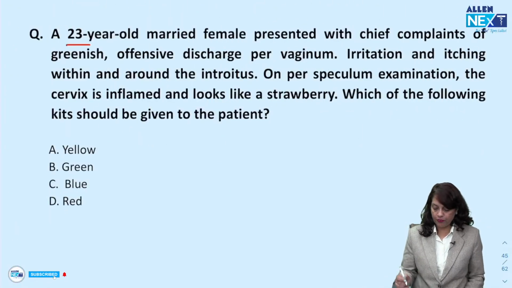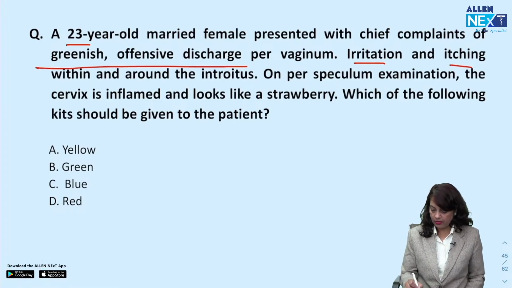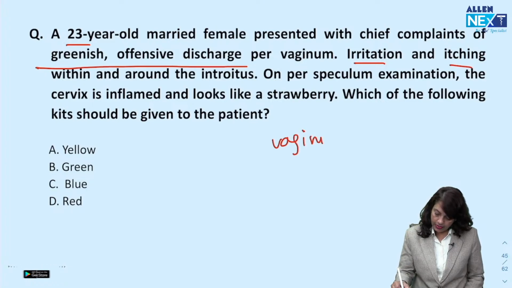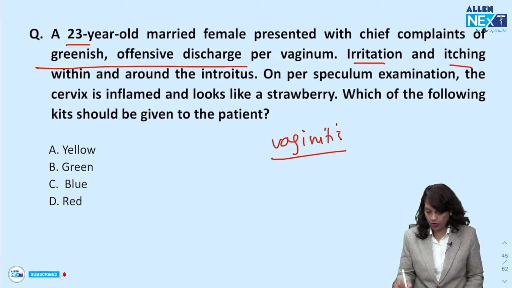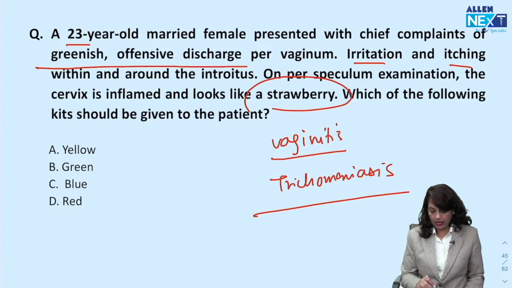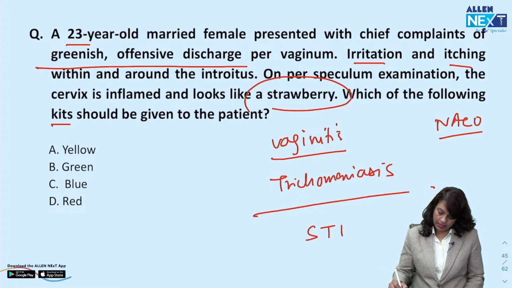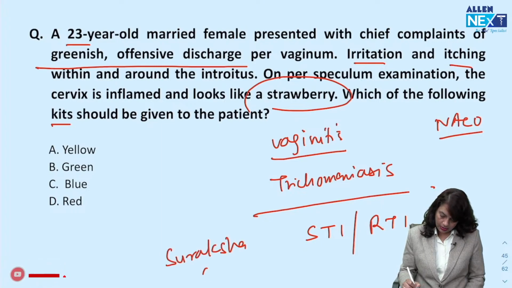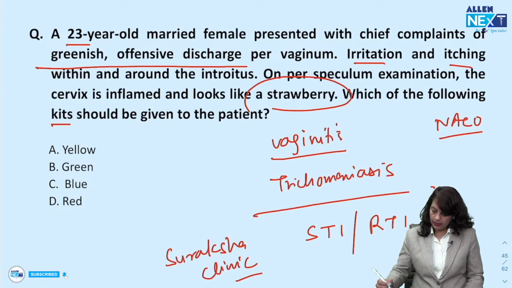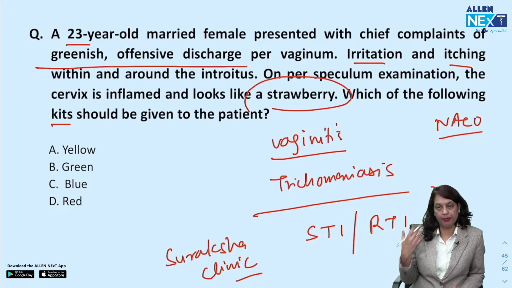Next, a 23-year-old female presented with greenish offensive discharge, irritation, itching. So this is vaginitis and most probably it is trichomoniasis, strawberry spots. Which color kit are you going to use? According to NACO, there is the sexually transmitted infection, reproductive tract infection or Suraksha clinic. So they say minimum investigation and treat your patient. There are different color kits available where the medicines are there.